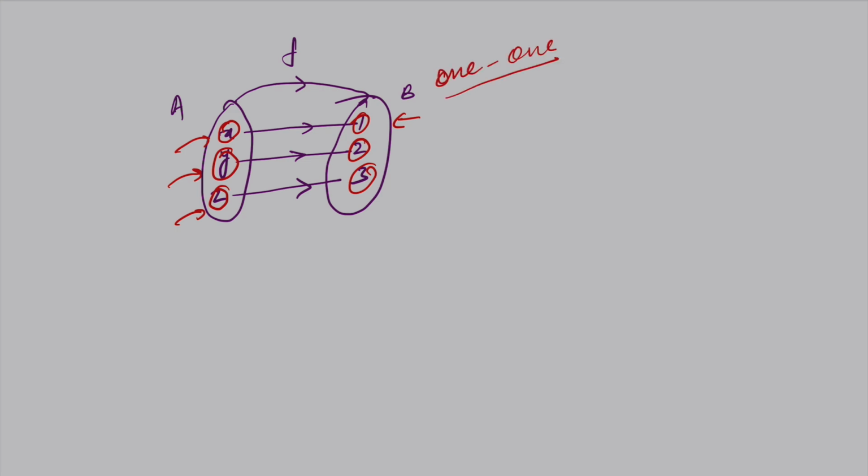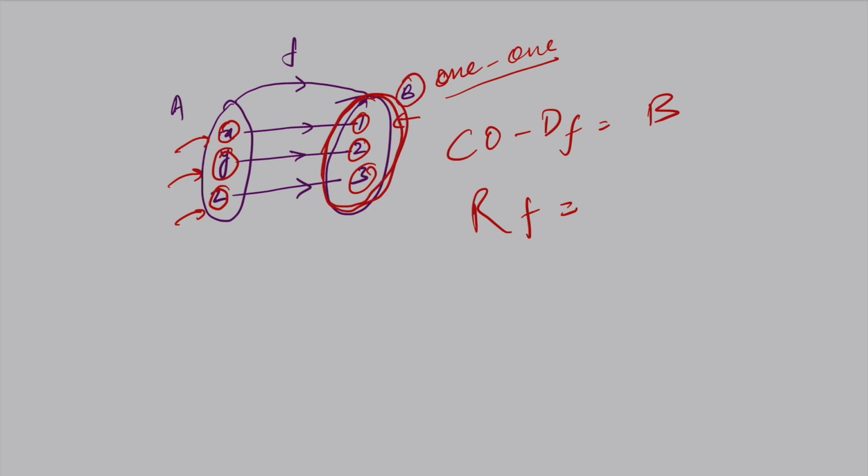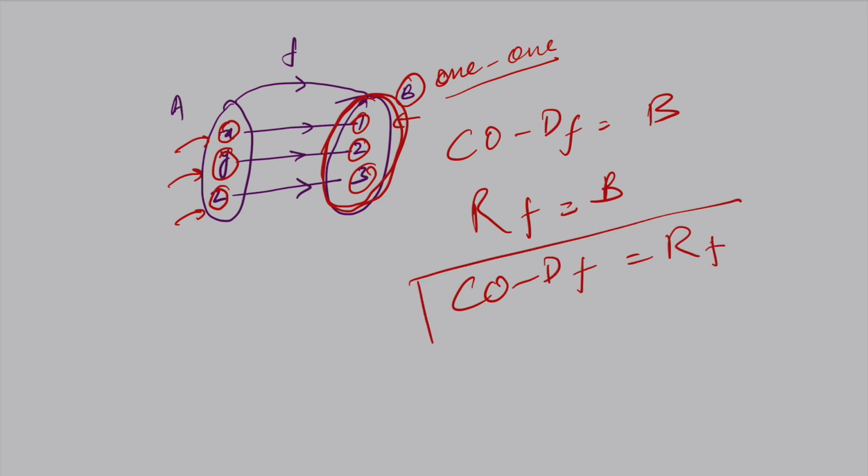Next, for a function to be onto, the codomain of the function should be equal to the range. So here the codomain of the function is set B. And the range of the function is also set B, because if we make a set of all the images, it will be equal to set B only. So here the codomain is equal to the range of the function. So we say that this function is an onto function.